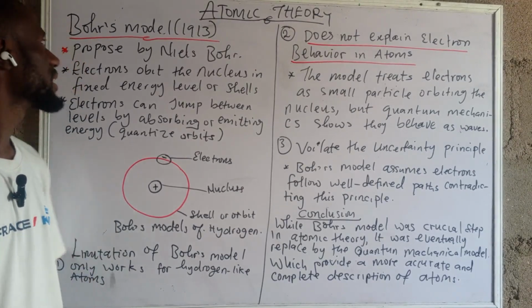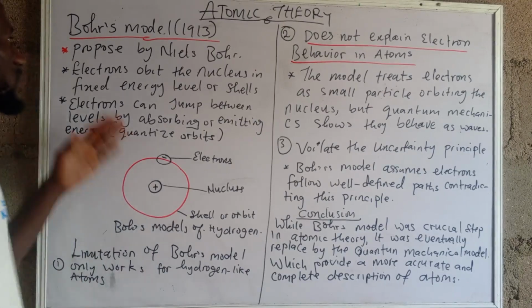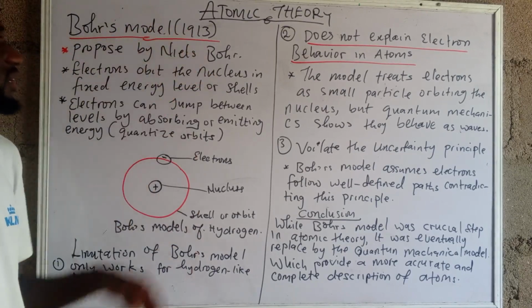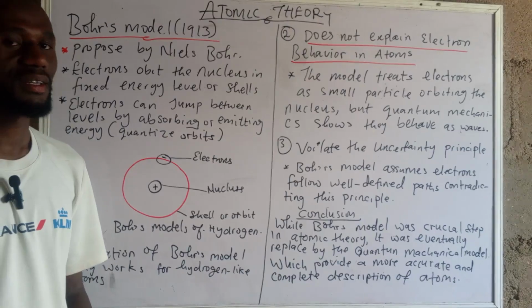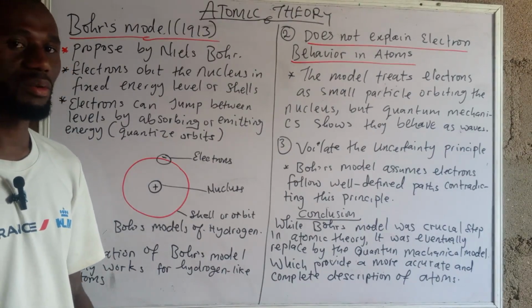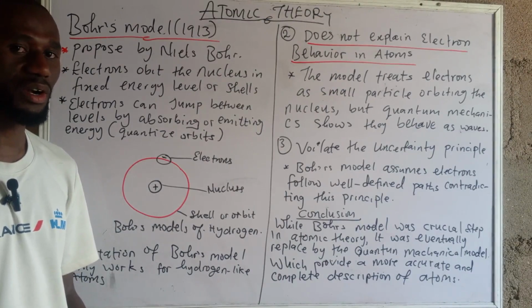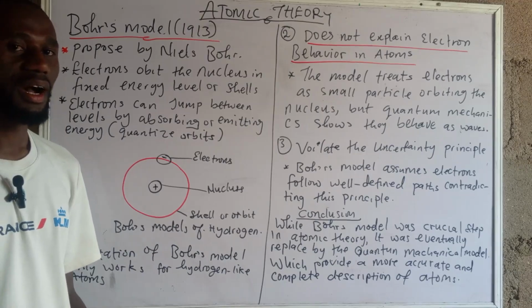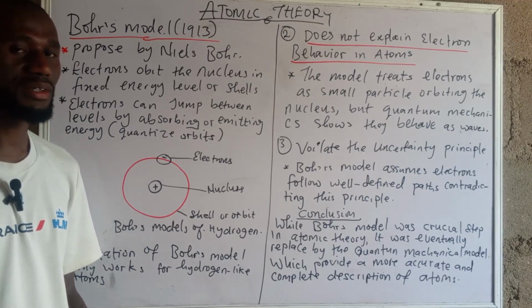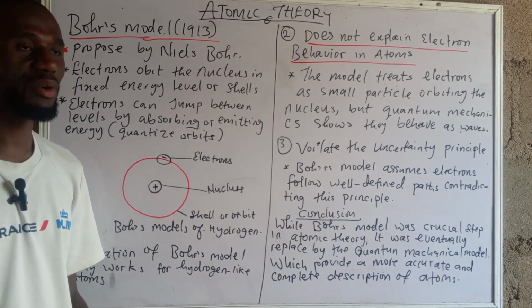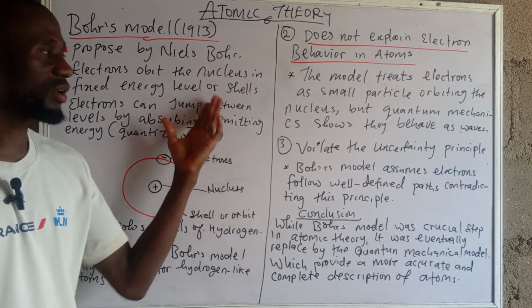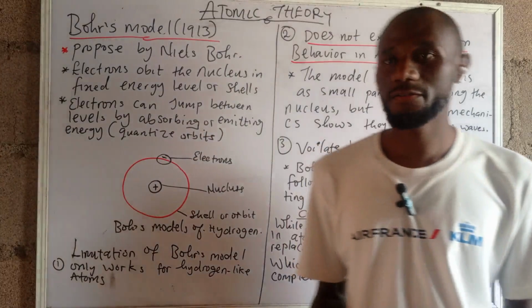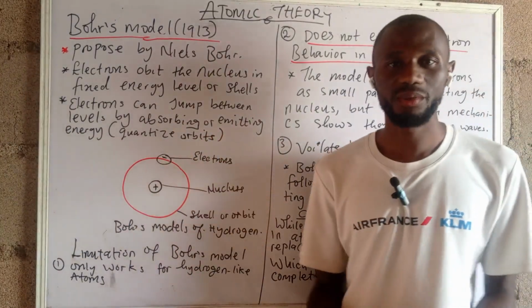Okay, in this lesson we're going to look at Bohr's model of atomic theory, that is Niels Bohr. Niels Bohr is almost the fourth person to carry out research on atomic theory, and these scientists carried out different research. But before he started his research, Niels Bohr entered the laboratory of Rutherford.